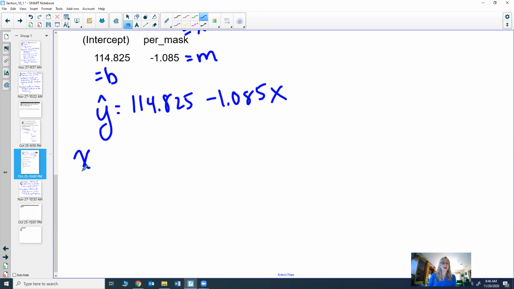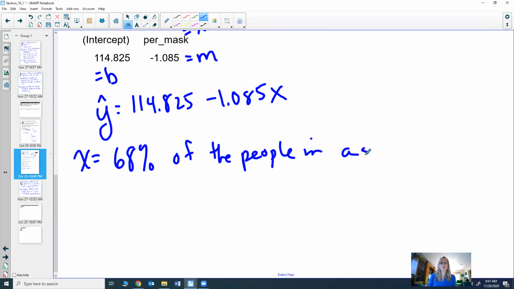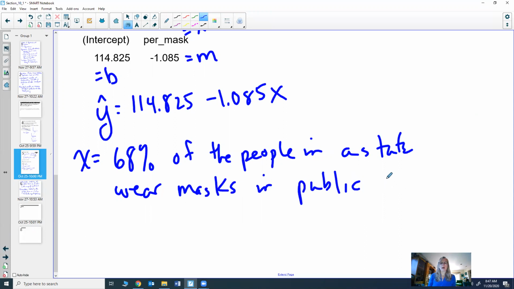So let's say I have 68%. Let's say 68% of the people in a state wear masks in public most or all the time.